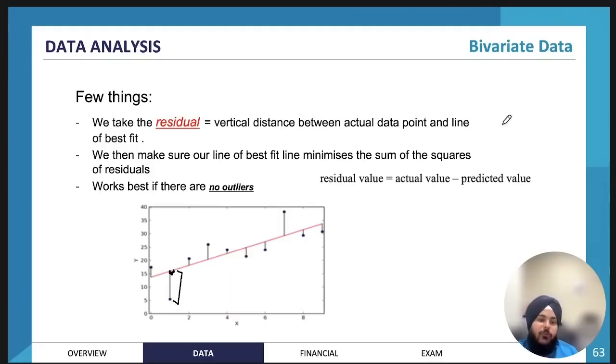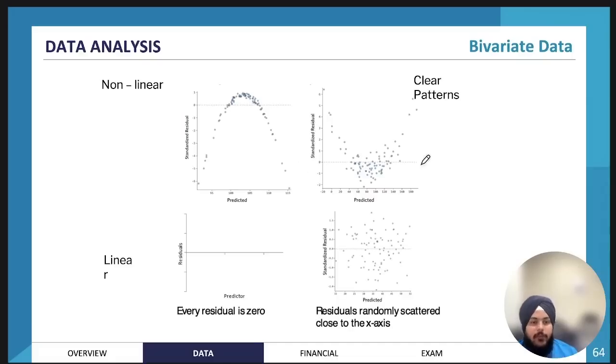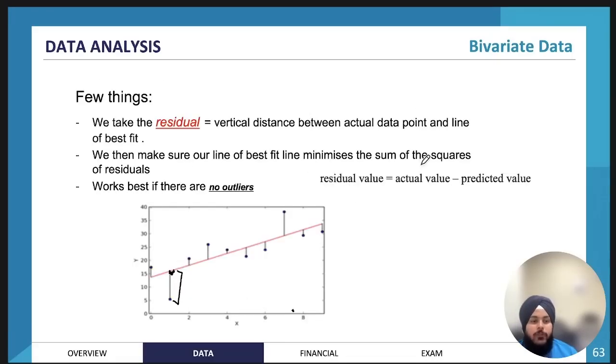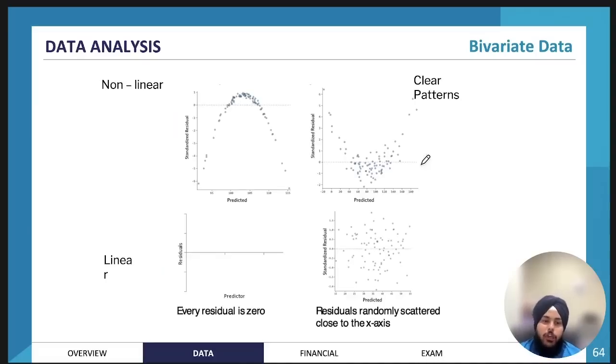Essentially, what the residual tells you is how different the actual value is from the predicted value, or how far away it is. And it only works best if there are no outliers, because if there is an outlier over here, it's going to disrupt the value. Okay, and then once you have all your residuals for all the different data points, all the different x values, you can sketch a residual plot.